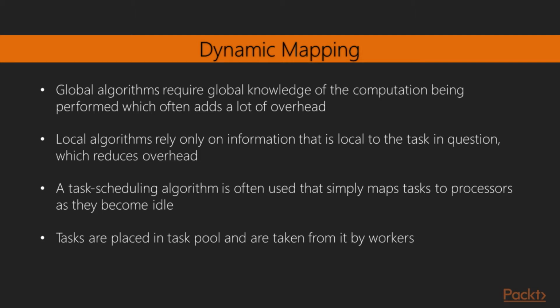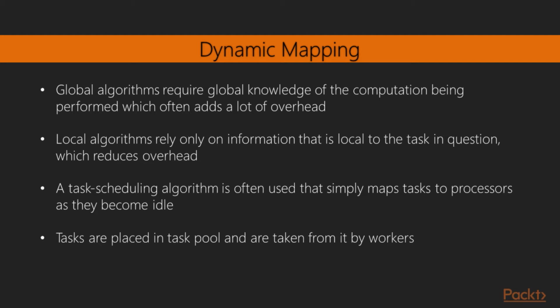There exist many load balancing algorithms for various problems, both global and local. Global algorithms require global knowledge of the computation being performed, which often adds a lot of overhead. Local algorithms rely only on information that is local to the task in question, which reduces overhead compared to global algorithms, but are usually worse at finding optimal agglomeration and mapping. However, the reduced overhead may reduce the execution time even though the mapping is worse by itself.